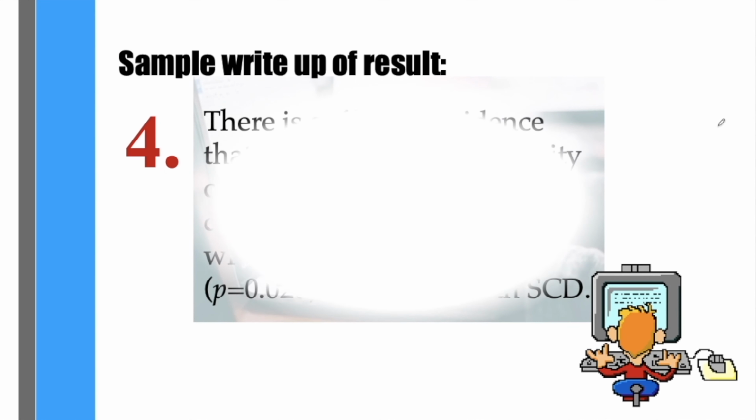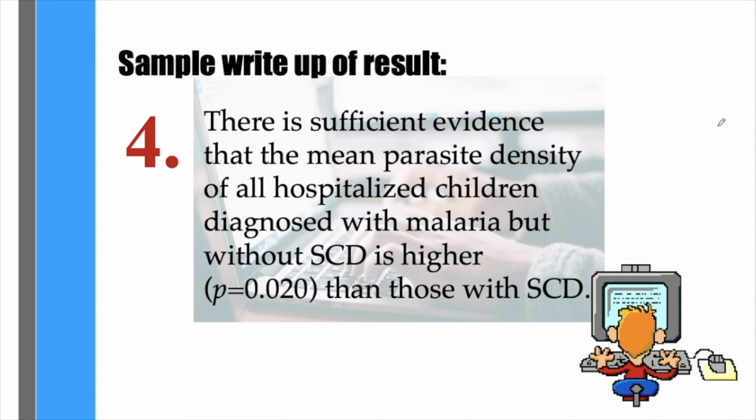So we may write the result as: there is sufficient evidence that the mean parasite density of all hospitalized children diagnosed with malaria but without sickle cell disease is higher than those with sickle cell disease.